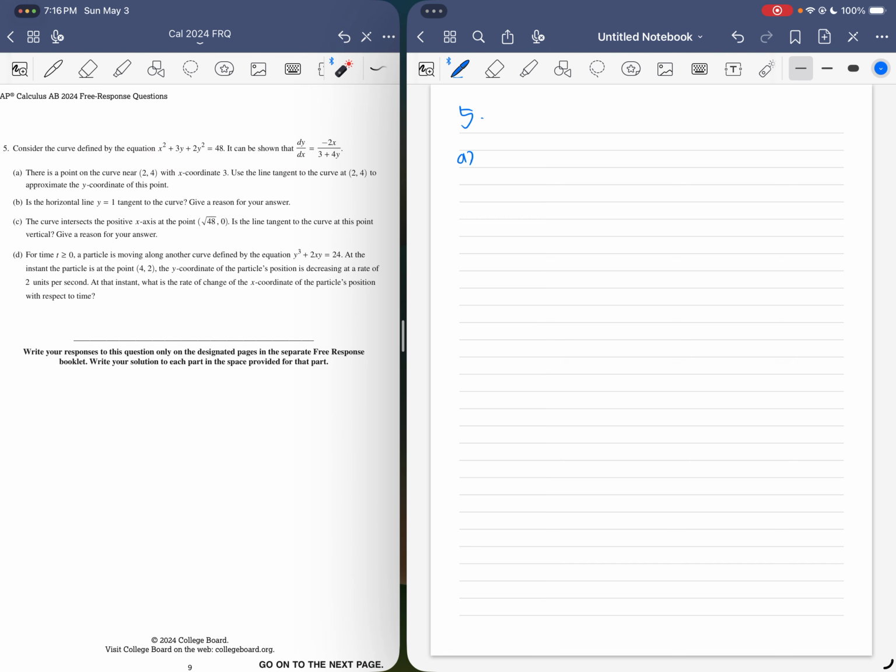There's a point on the curve near (2, 4) with x-coordinate 3. Do you see it has x squared and y squared? So probably this graph will look something like this, but you don't have to really know about this. Use a line tangent to the curve at (2, 4) to approximate the y-coordinate of this point. So basically you want to find the y-coordinate of this, but keep that in mind.